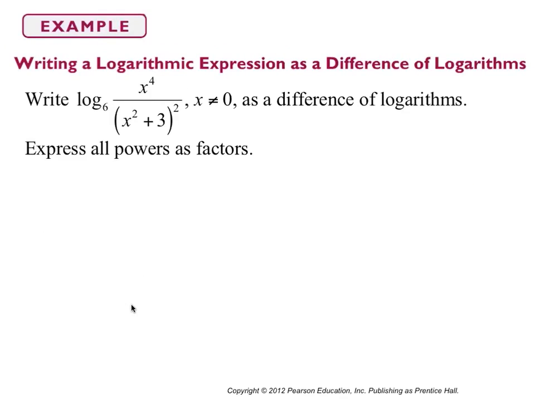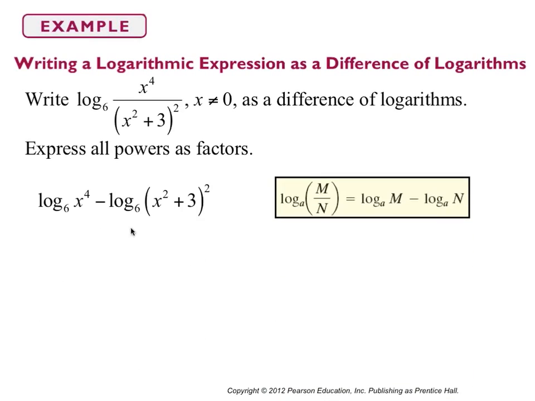All right, let's try one that has division in it. So we have log base 6 of x to the fourth over x squared plus 3 squared, where x is not equal to 0. So the first thing that you should notice is that we have a division problem. So what we're going to do is change it into subtraction. So we have log base 6 of x to the fourth, that was my numerator, minus log base 6 of x squared plus 3 squared, that was my denominator.